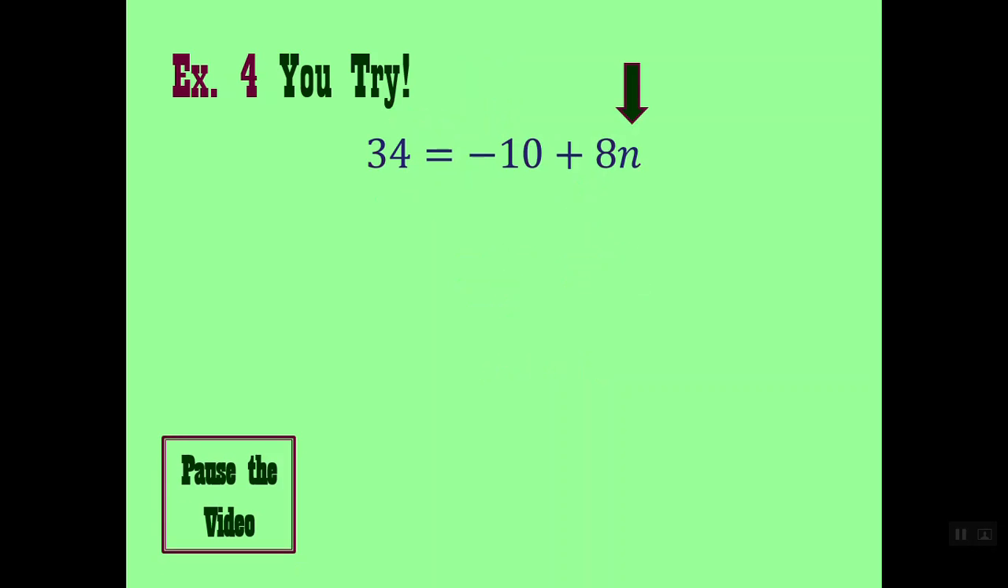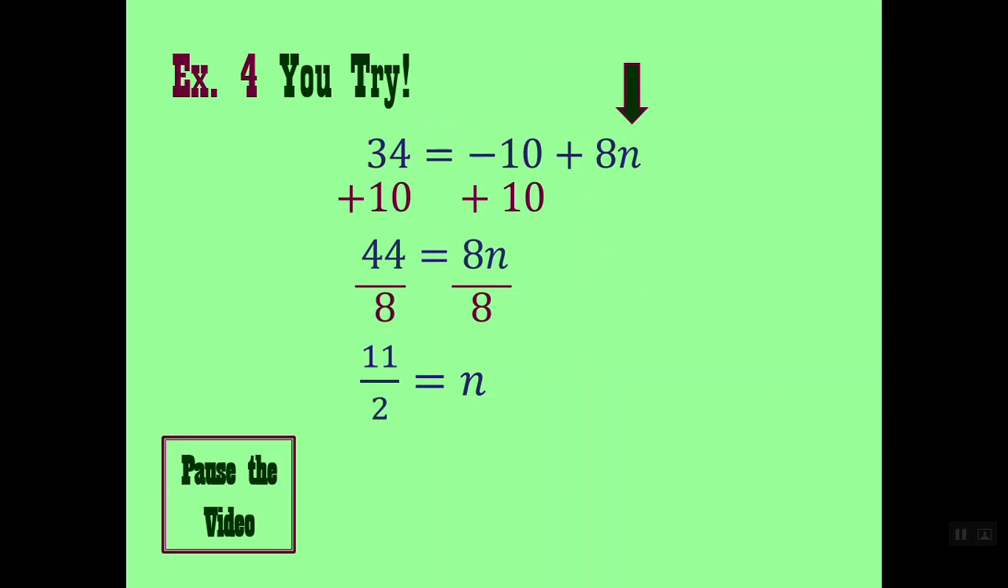All right, let's take a look. There's our n, our variable. We're going to first add 10 to each side. We get 44 equals 8n. We divide each side by 8. And you can see that 44 over 8 doesn't come out to be a whole number. So if that's the case, you're simply going to reduce the fraction, divide the top and the bottom by 4, and leave your answer as an improper fraction that's in simplified form. So our answer is n equals 11 halves. Even though it's improper, it's still simplified because you've divided out any common factors.